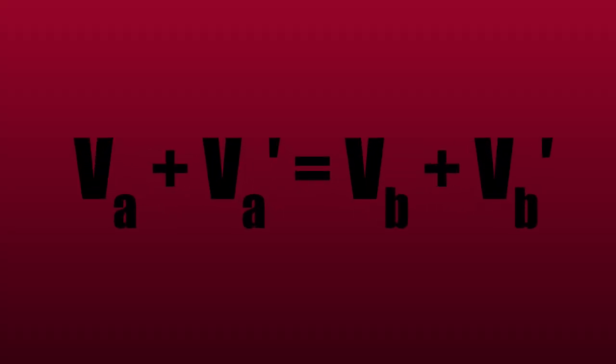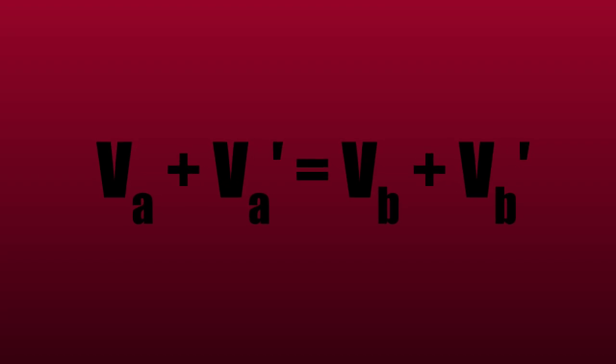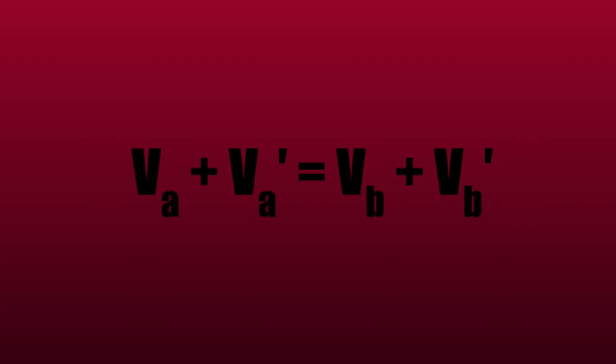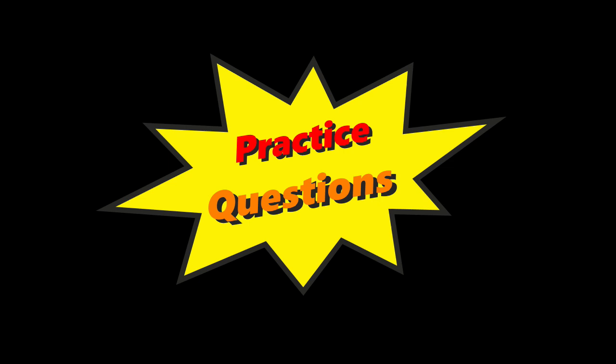There's also a special formula, which is velocity of object A before the collision plus velocity of object A after the collision equals velocity of object B before the collision plus velocity of object B after the collision, which will make more sense once we start doing practice questions.